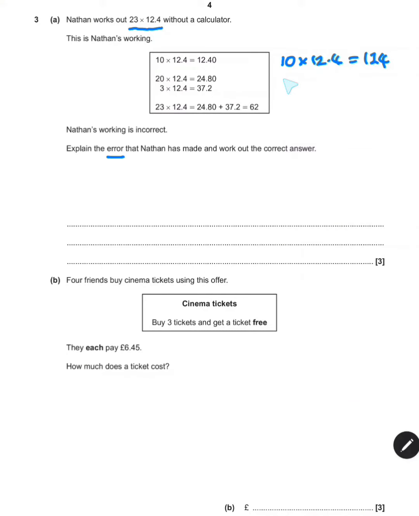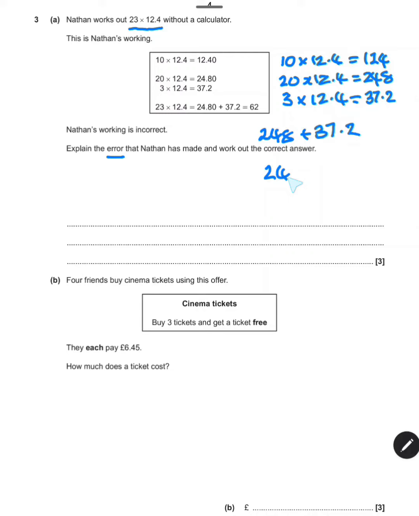The rest of the method is fine if we take out this initial error, so I'm just going to work it through. We've got 20 times 12.4 will be double this, 248. 3 times 12.4 is correct, 37.2. And for 23 times 12.4, we need the 248 plus the 37.2. Use a column method to do that.